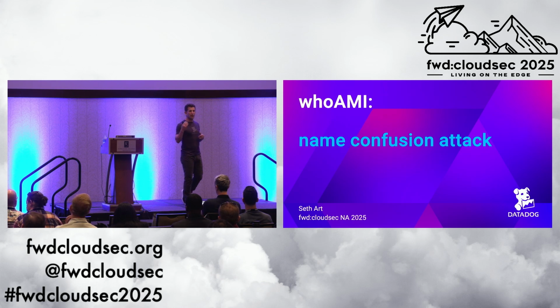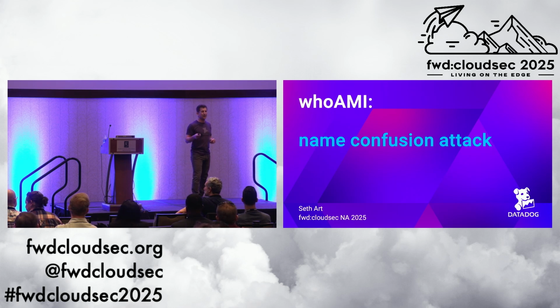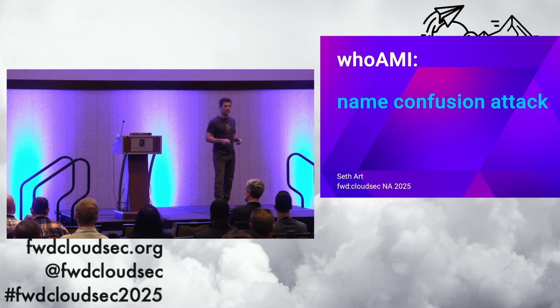Simply put, it is when you are requesting a resource by name, and the attacker has figured out a way to deliver their resource to you instead of the one that you were searching for. So the most quintessential name confusion attack is typo squatting on a domain or a URL, something like that. Now today we're going to be talking about a name confusion attack that targets AMIs.